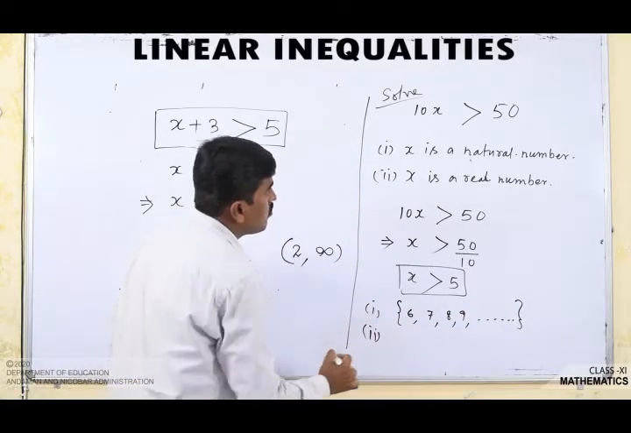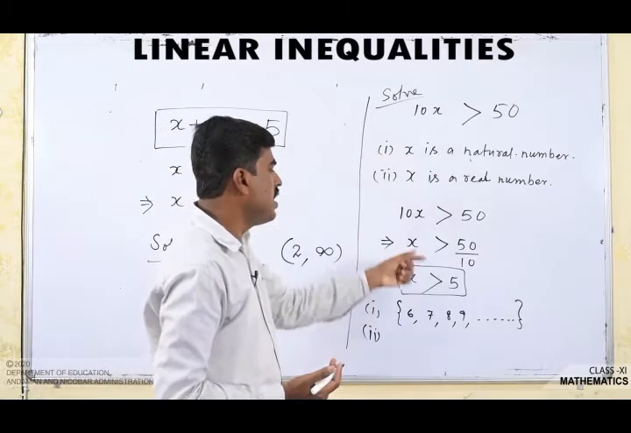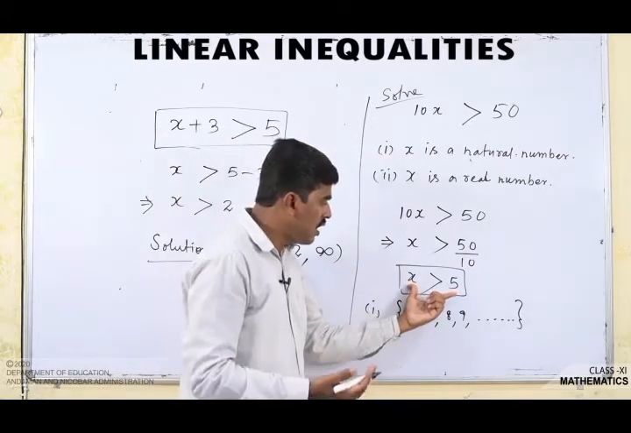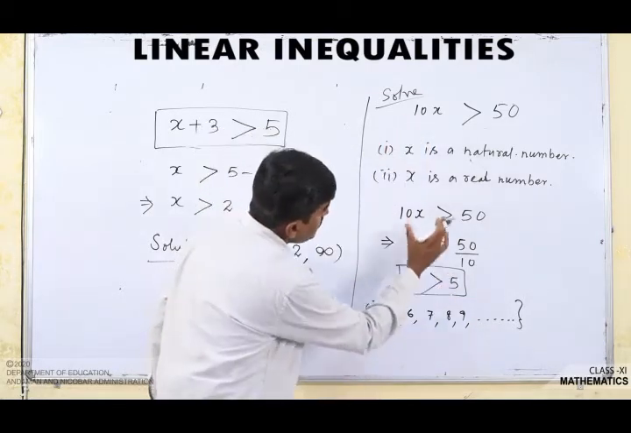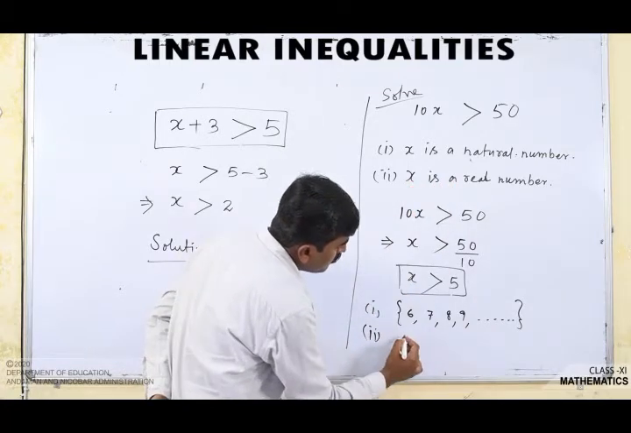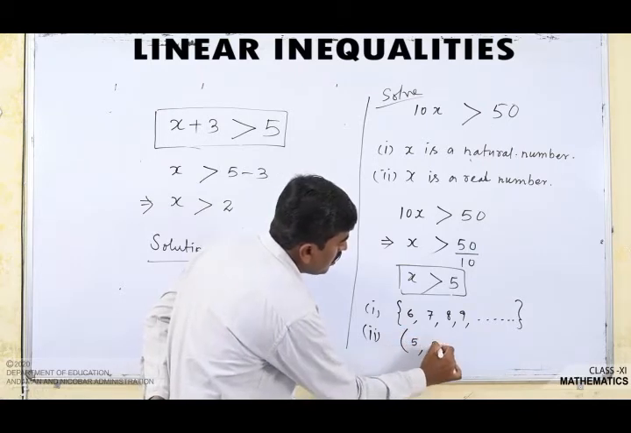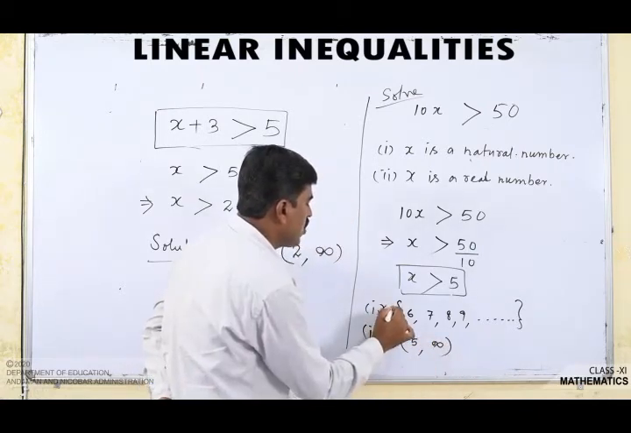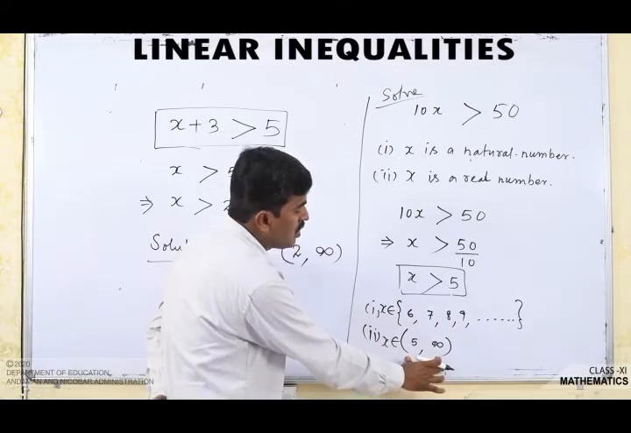And the second part is x is a real number. So for all real numbers greater than 5, this statement is true. For real numbers, we have to write the solution in the form of an interval, that is the open interval 5 comma infinity. Here x belongs to this set, the open interval 5 comma infinity.